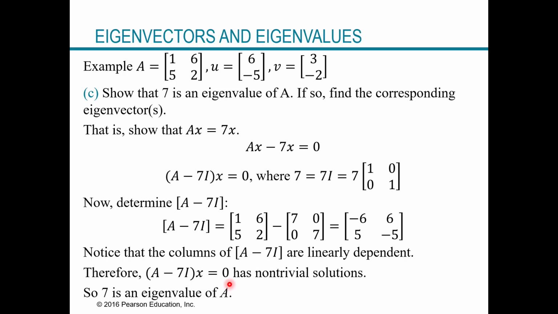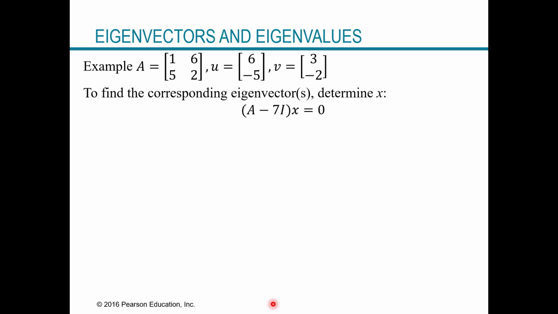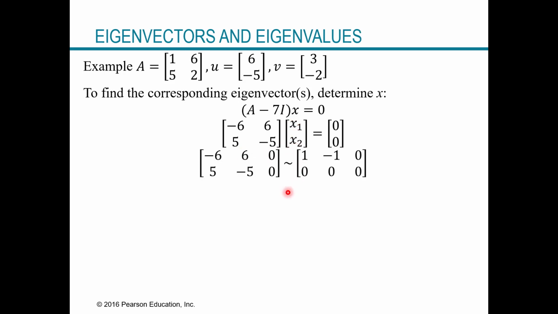So next, we want to solve this equation. We just concluded, yes, 7 is an eigenvalue because there are non-trivial solutions to this equation. Now, let's find x. So we want to determine the eigenvectors x that satisfy this equation. And we've done this in the past. We just set up an augmented matrix, and then we row reduce it. And notice what we get. We get a row of all zeros. So we do have free variables here.